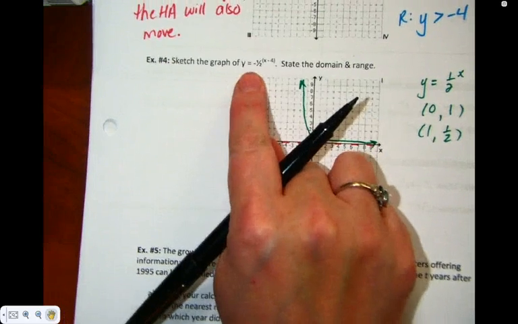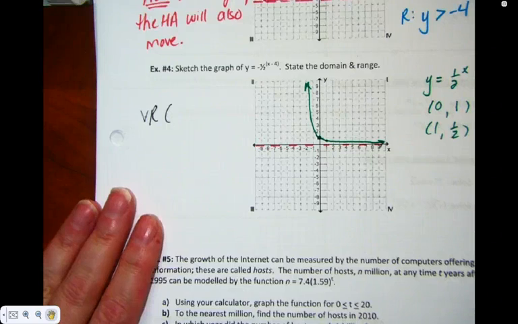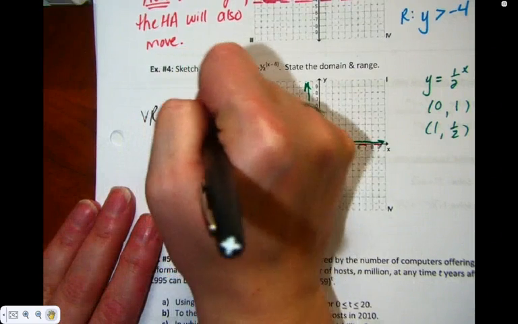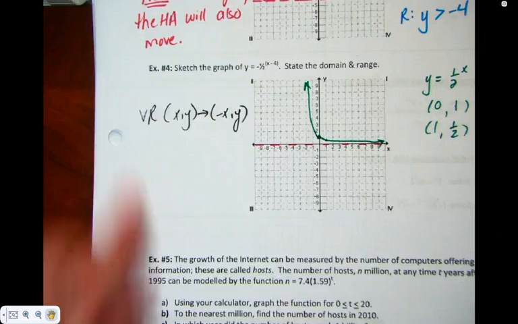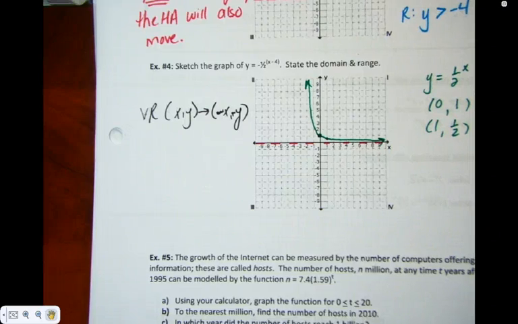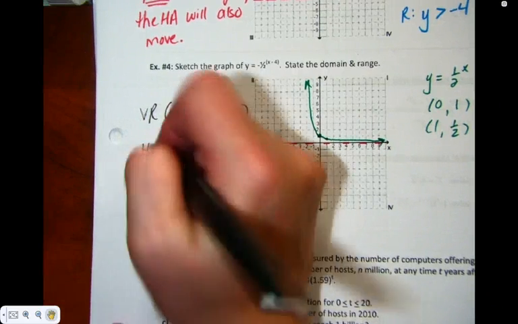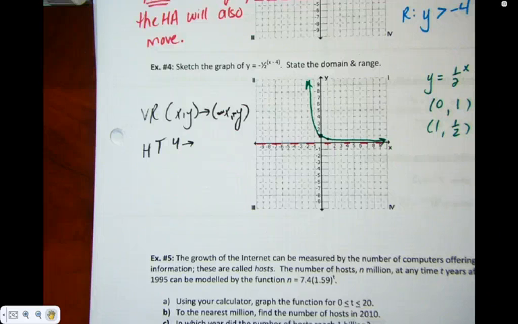The little negative hanging out front here, what is he? I know what you meant. Agree, a VR? Not if it, oh, vertical. Yes, good job. What's the 4 up in the exponent? Horizontal something. Translation. 4 to the right. Why is it to the right? Perfect.